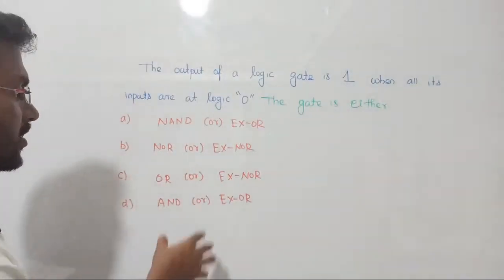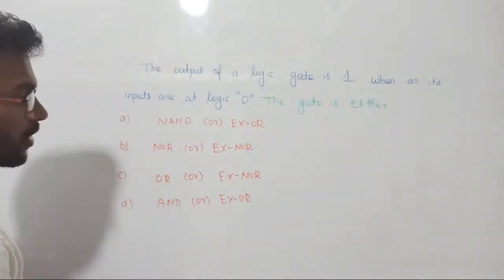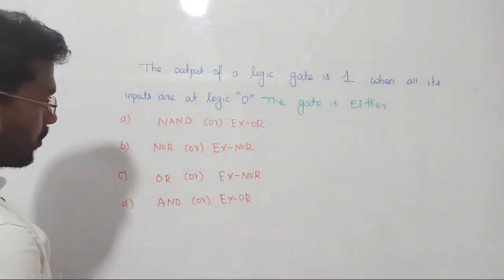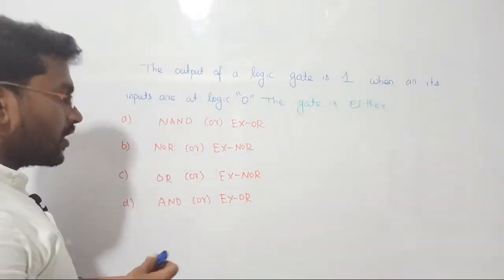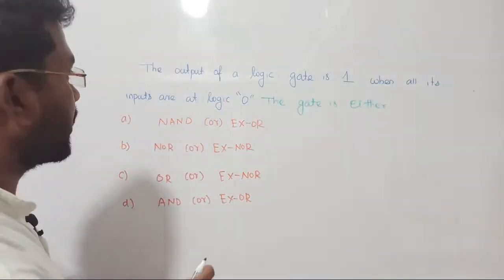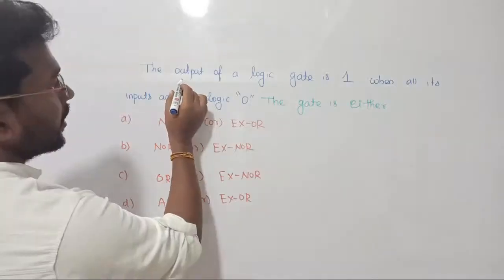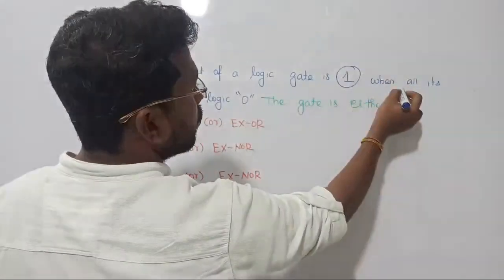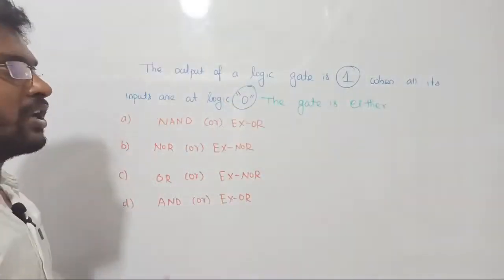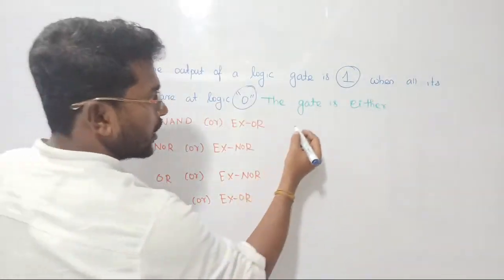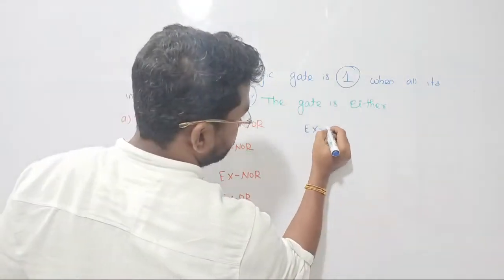Okay guys, let me write. In the given options, which gates are there? XOR, XNOR, AND, OR, NAND, NOR, all of them are there. Let's write and see what happens. Fine, now I think we know the answer. See, the output of the logic gate is 1 when all its inputs are 0. This kind of possibility will definitely occur in XNOR. Correct? Now you write the output for the XNOR gate.